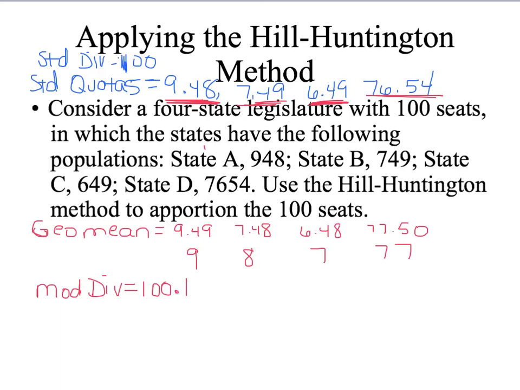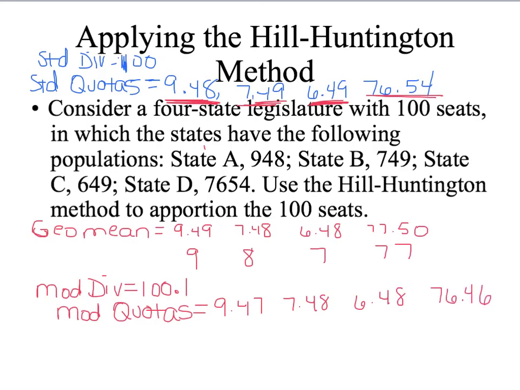And then the modified quotas that went with them were 9.47, 7.48, 6.48, and 76.46. And so you compare the quota.